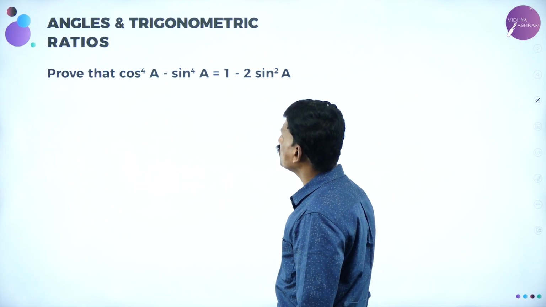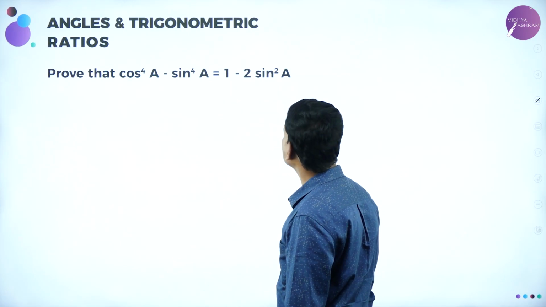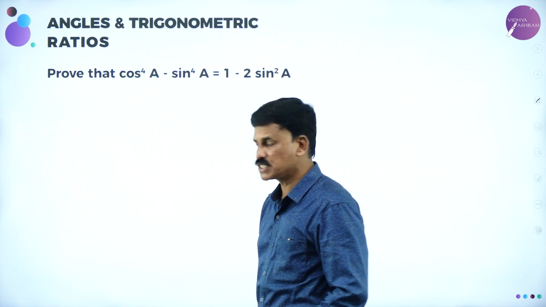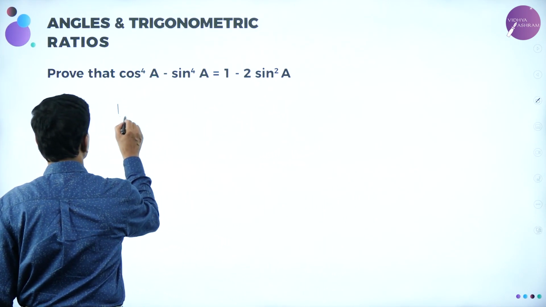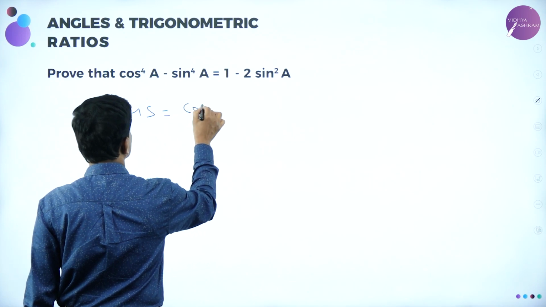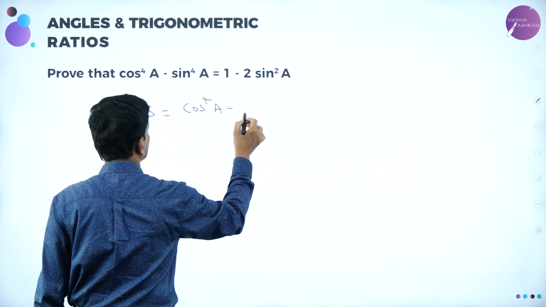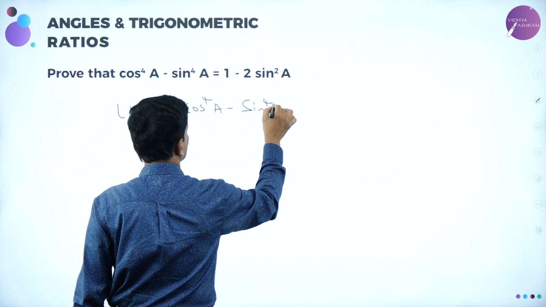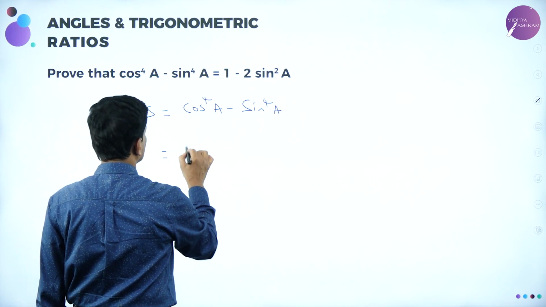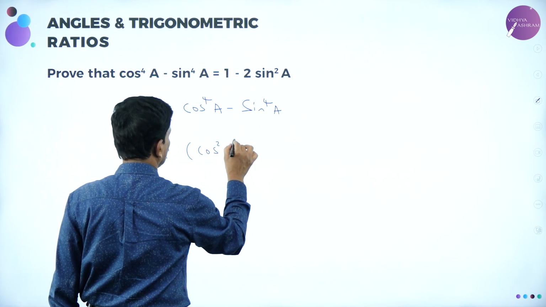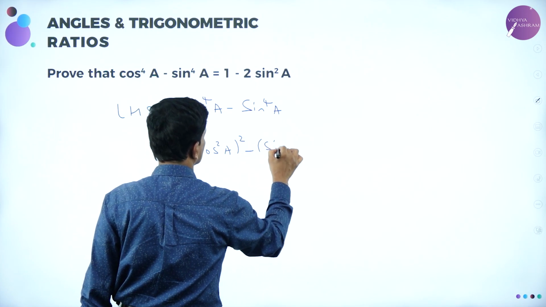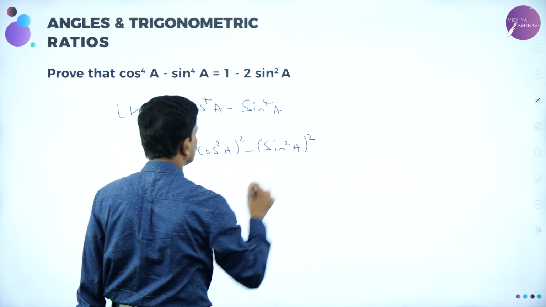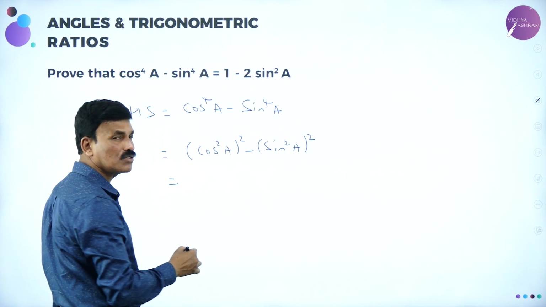Prove that cos to the power of 4A minus sin to the power of 4A is equal to 1 minus 2 sin square A. Now here let us take LHS. What is LHS? Cos to the power of 4A minus sin to the power of 4A. Now this can be written as cos square A whole square minus sin square A whole square. So this is of the form A square minus B square.